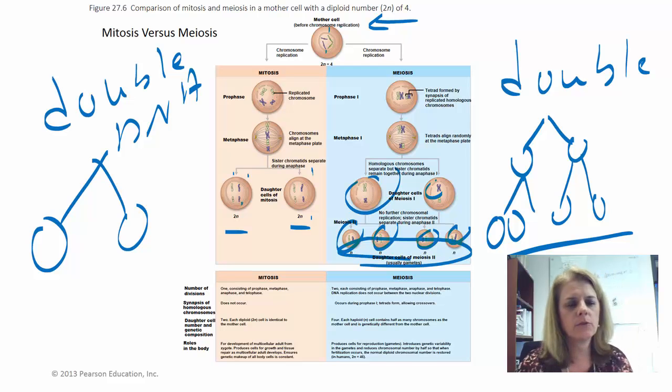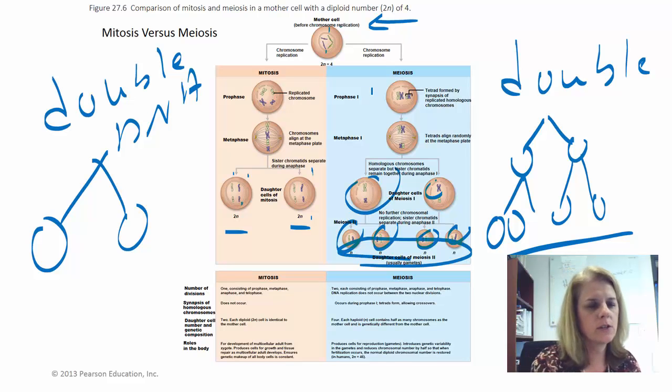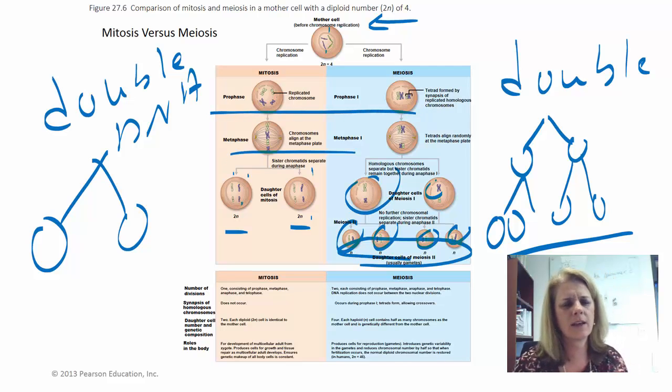All these steps are listed in your textbook, so you can read more about what's going on. I do not want you to get all caught up in what's going on in prophase 1 and metaphase 1 and all those different steps. That's beyond the scope of this course. But again, the basic difference between mitosis and meiosis is doubling the DNA, splitting it once for mitosis, splitting it twice for meiosis.